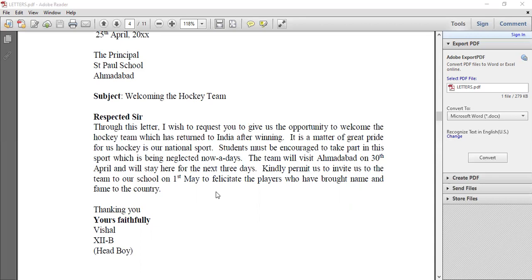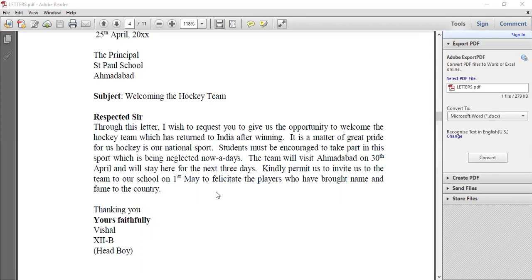You know, what is the meaning of felicitate? Encourage and honor and congratulate. So 1st May to felicitate the players who have brought name and fame to the country. This is a request letter. You understand that as a head boy, the writer has written. Thank you or thanking you. Yours faithfully, the head boy. So this is an approach. So you should also see the sentence pattern. And of course, it should be more polite.